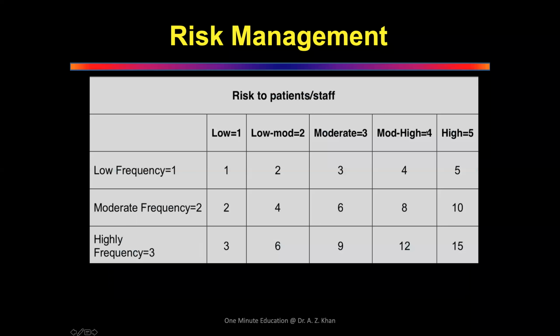On this axis is risk to the patient and staff, which is 1 to 5. And on this axis is the probability of this incident happening again. If it's a low frequency, that the chance of it happening again is very low, you get 1 point. If there is a moderate chance that this will happen again, you get 2 points. And if it's a very high chance, you get 3 points. And you have to multiply this with this. When you multiply, if you lie in this 12 to 15 area, what does that mean?